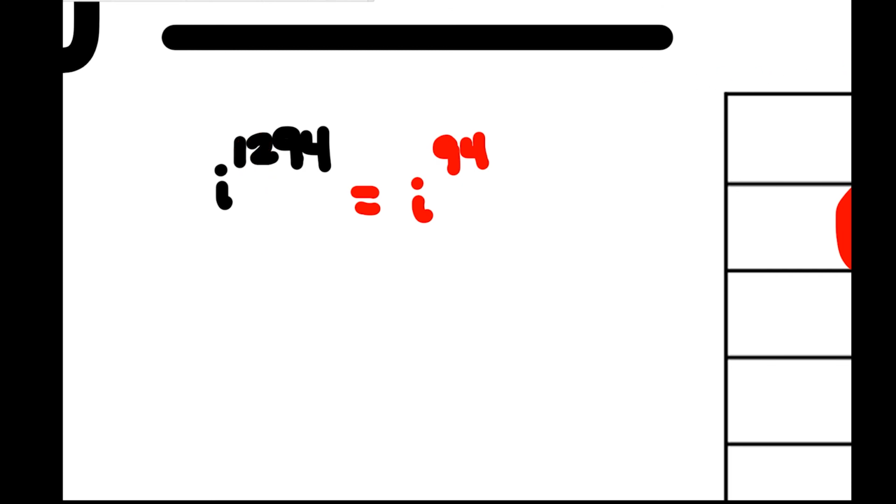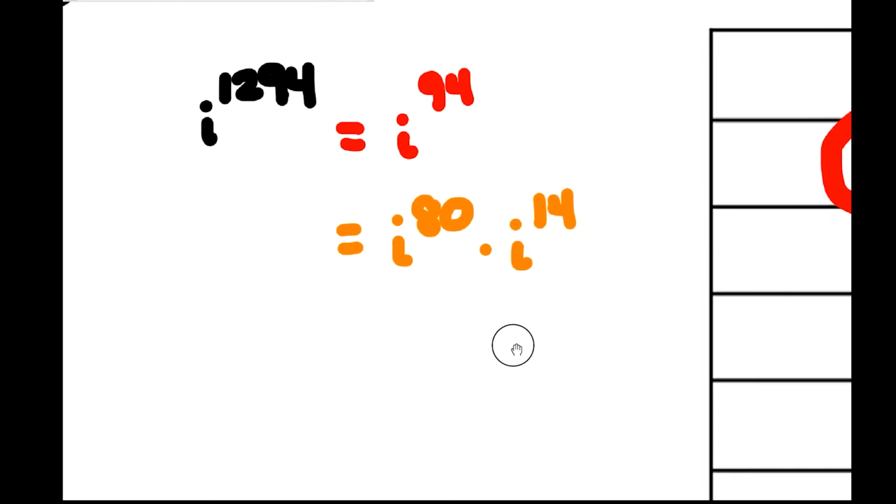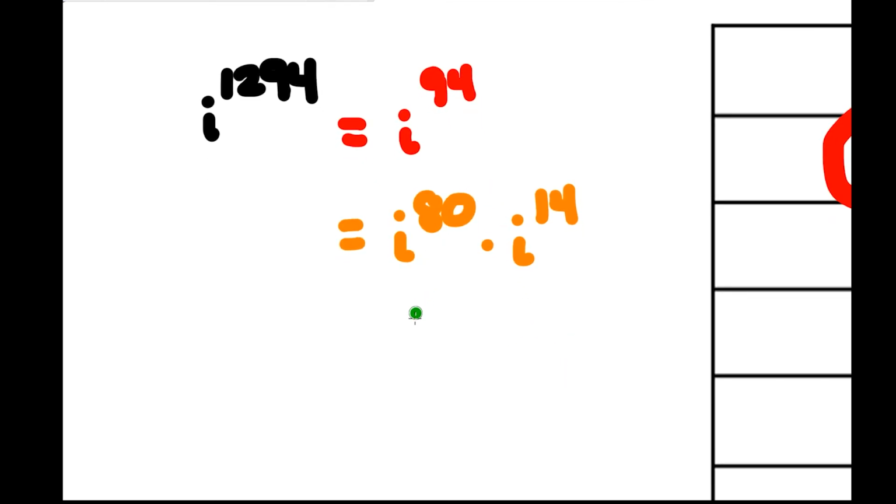Now we can break down the 94. The biggest number that I can think of that's pretty easy to work with is going to be 80. So I'm going to do i to the 80 and i to the 14th. Now, if you wanted to, you could do i to the 84. I'm just trying to keep it simple when I do these, just because it's less error prone. But if you did i to the 84th, that works too. There's multiple ways of doing this.